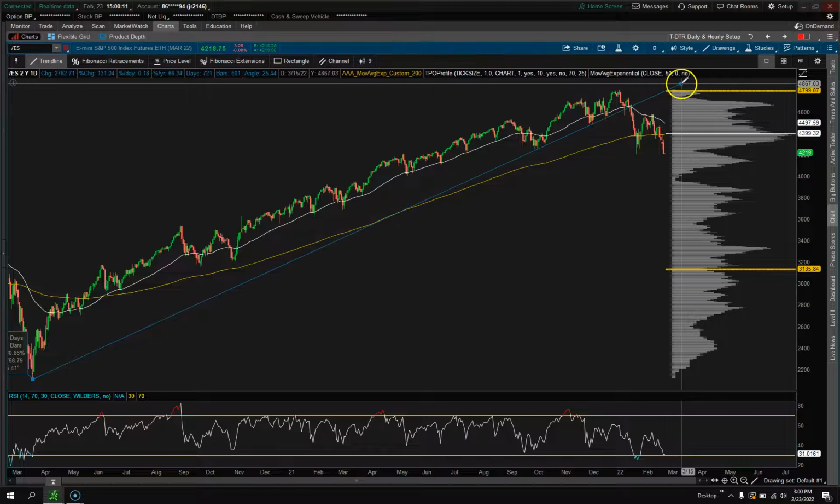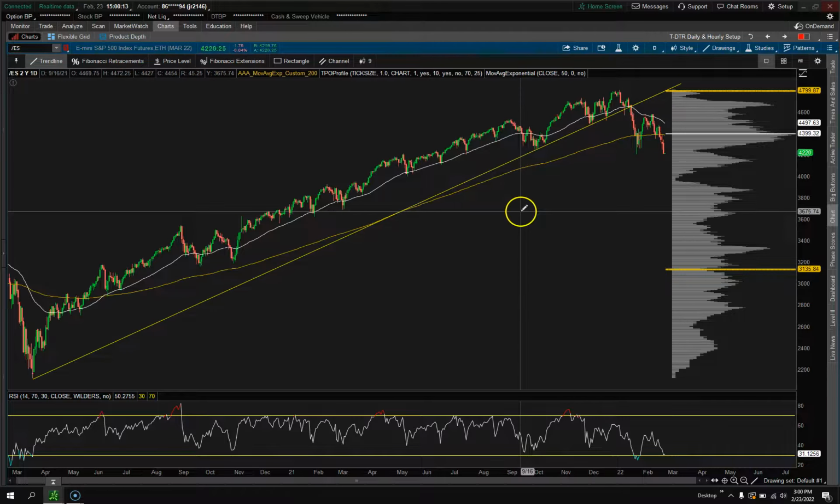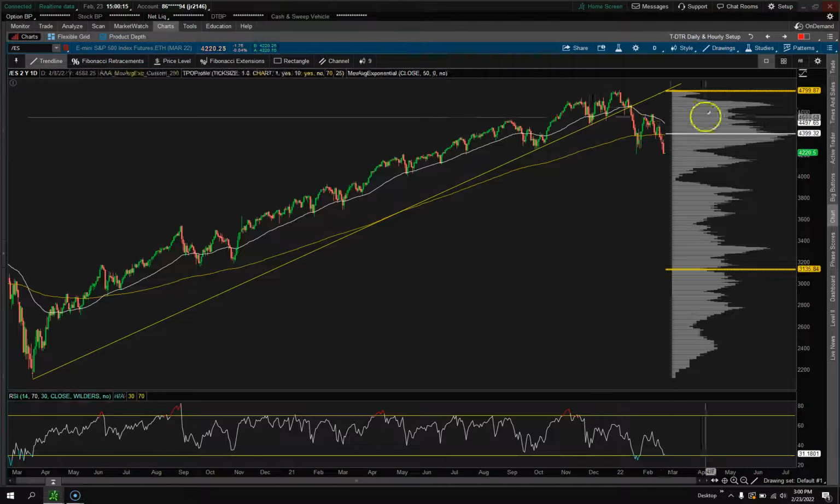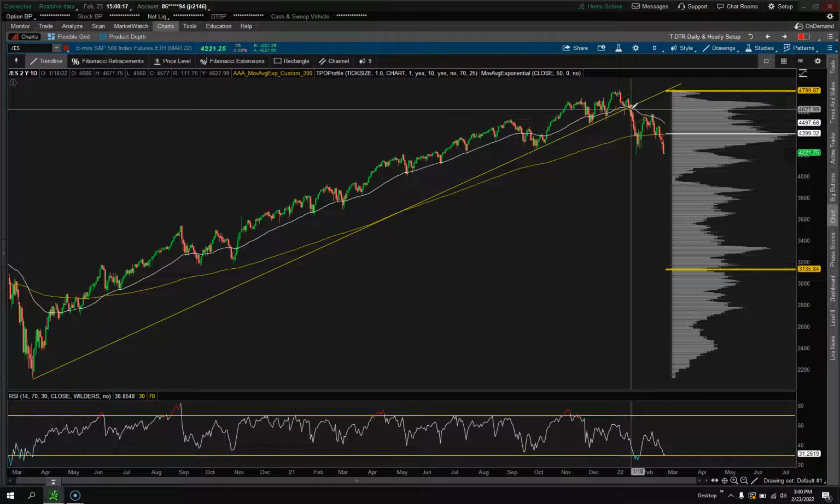If you watch my videos, I've been saying this for a long time, probably since the start of the year, that the market structure has changed. We are now in a bear market. Why? Just simple basics, right? Just drawing a trend line. We're on the other side of the trend line.